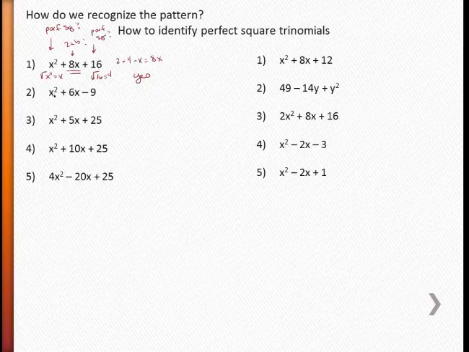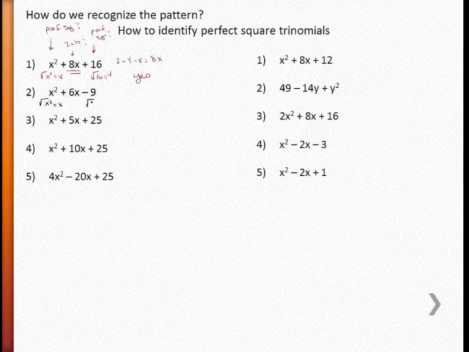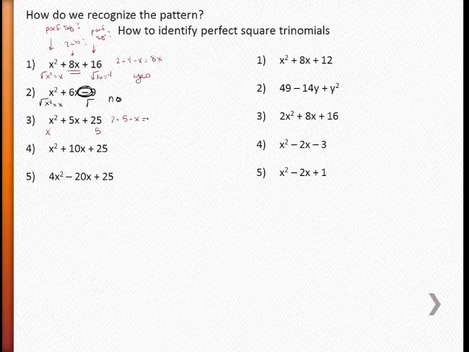Let's try our second example. The square root of x squared is x, so the square root of 9, oh wait, this is not a perfect square trinomial because we cannot have this be a negative number, it has to be positive. Let's try this. These are all positive. The square root of x squared is x. The square root of 25 is 5. 2 times 5 times x is 10x. Does not match, so we're not a perfect square trinomial.